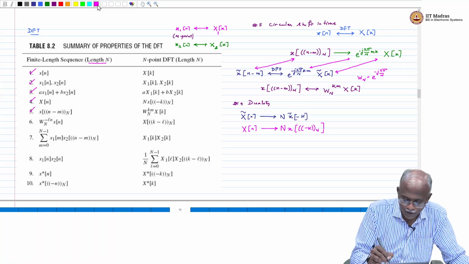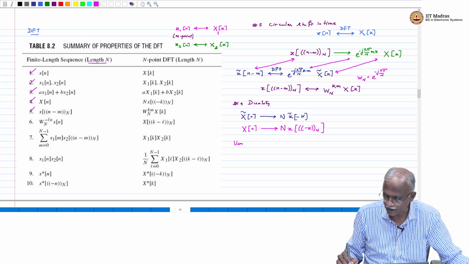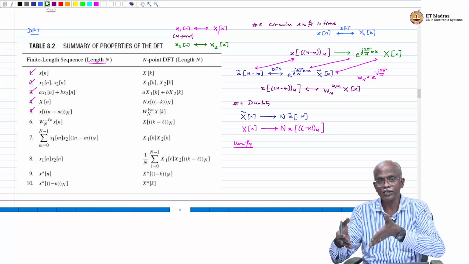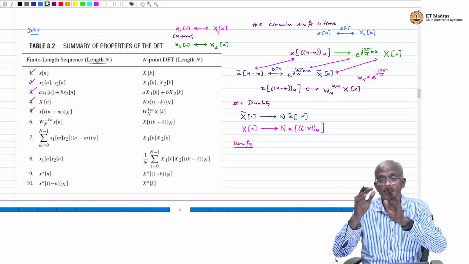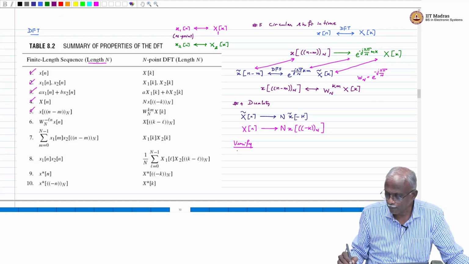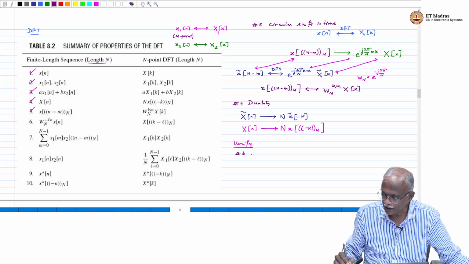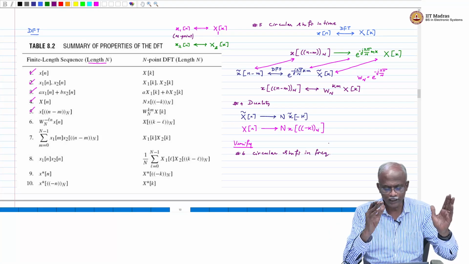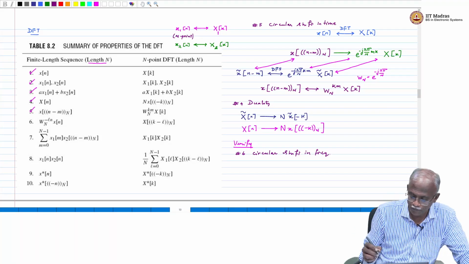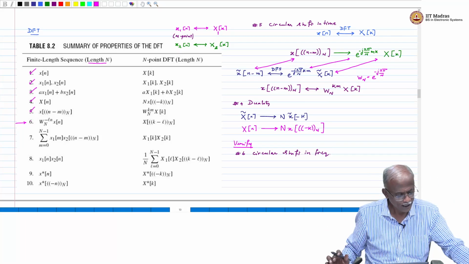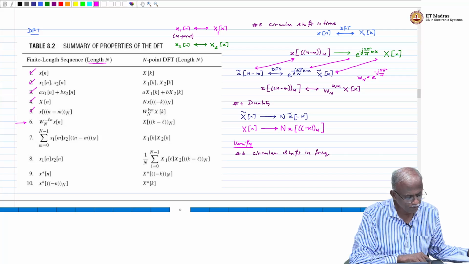In the same manner, I would like you to verify the following results. Again, very simple. Go back to the DFS relationship and obtain the corresponding DFT expressions. Wherever there is an index that can go out of the range 0 to n minus 1, you have to interpret it modulo n. Verify property number 6, which is a circular shift in frequency. Shift in frequency will produce a time domain sequence which is multiplied by a complex phase term. This is a property that I would like you to verify. Again, use the properties that we are already familiar with.